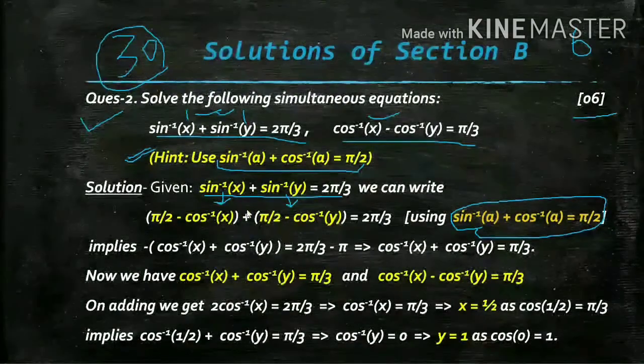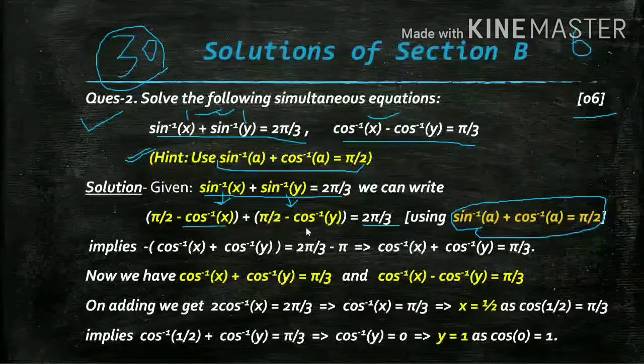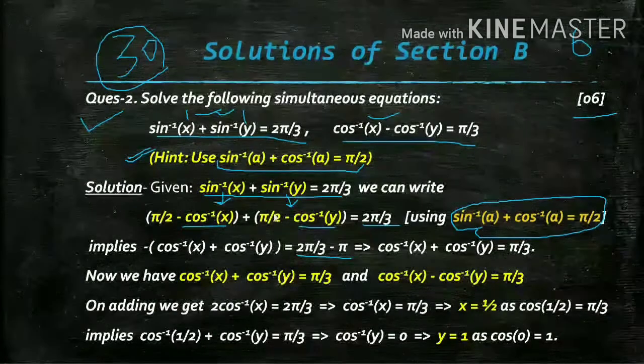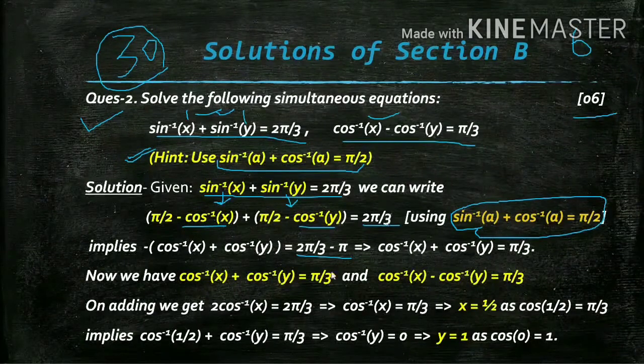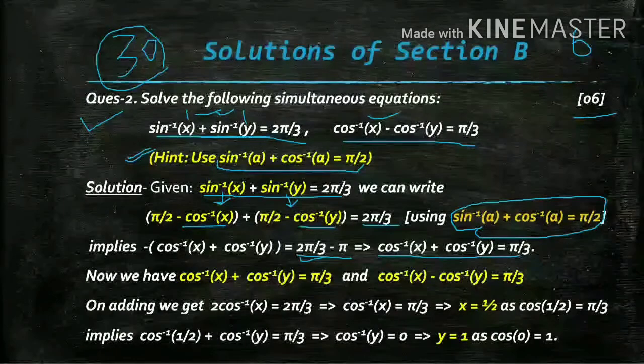And this is nothing but 2 pi by 2. Clear? Now this would be minus, take out common. We would be left with cos inverse x plus cos inverse y. And pi by 2 plus pi by 2 is pi. Sending the pi over there, it's 2 pi by 3 minus pi. Right? Now it is minus over here. Send it to that side, so you will now have this equation: cos inverse x plus cos inverse y equal to pi by 3.